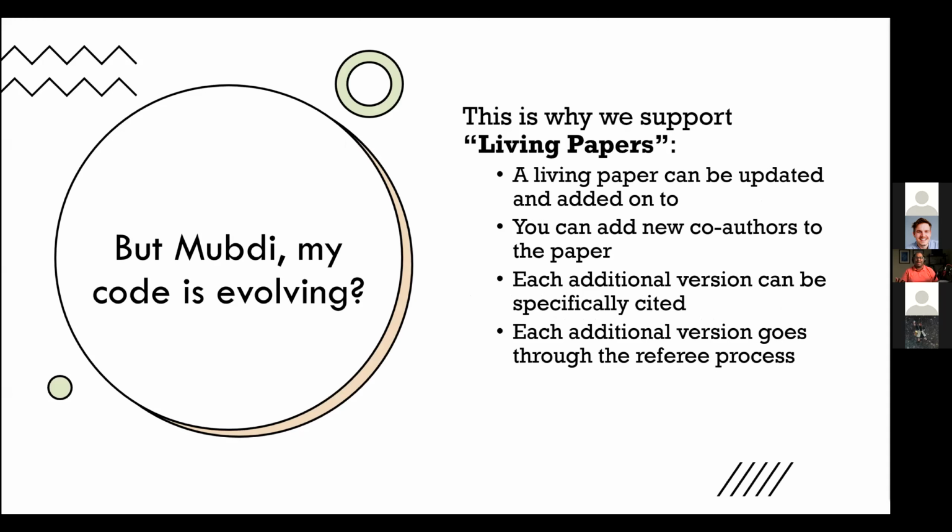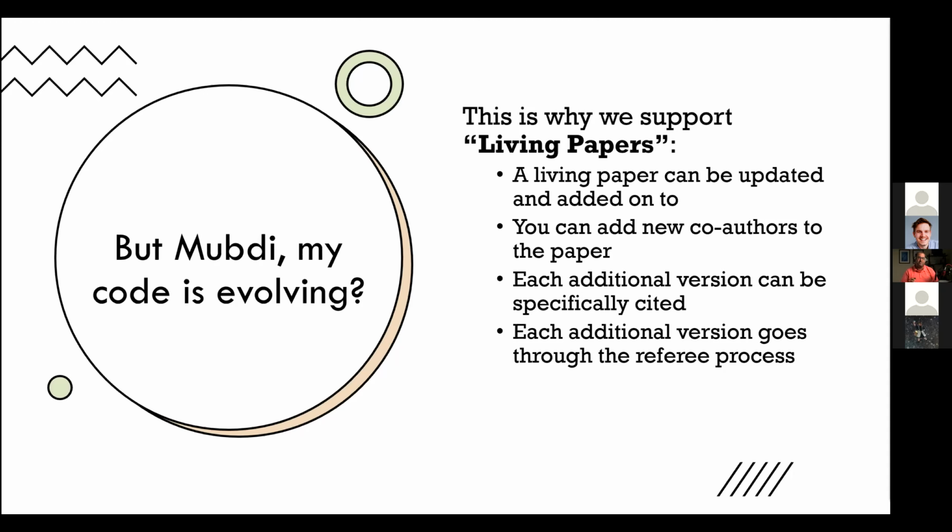But you might ask, hey, Mubdi, my code is evolving, right? My software is going to change. I'm going to change that algorithm a lot. I'm going to optimize it. I'm going to add new features to it. So this is one of the cool things that we've added on the AAS journals, which is a thing called a living paper. Living papers are papers that can be updated and added onto.